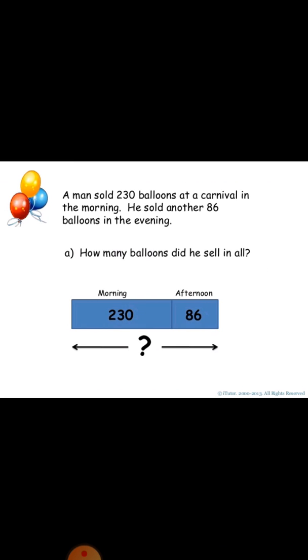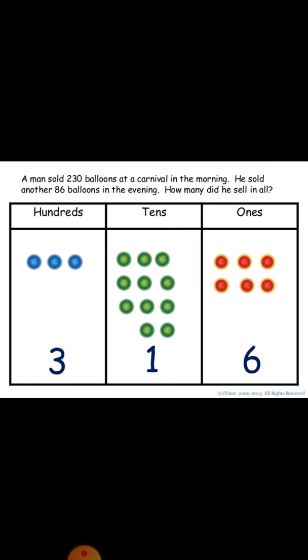Here we have a word problem and we solve this question. A man sold 230 balloons at a carnival in the morning. He sold another 86 balloons in the evening. How many balloons did he sell in all? We know that he sold 230 balloons in the morning and 86 balloons in the evening. We add these numbers and get the sum. We know that 230 plus 86 is equal to 316. In 316 we have 6 ones, 1 ten and 3 hundreds.